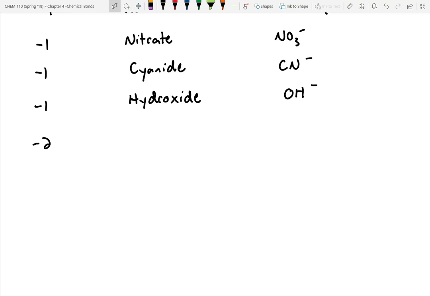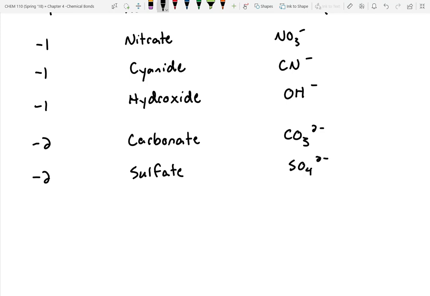For -2, we've got carbonate. And this is CO3 2 minus. Pretty common. It's found in a lot of geological formations. So limestone and things like that have carbonate in there. Next one that's -2 is sulfate. This is often found a lot in geology. This is SO4 2 minus. And the charge should always be superscript. The number of atoms should always be subscript.